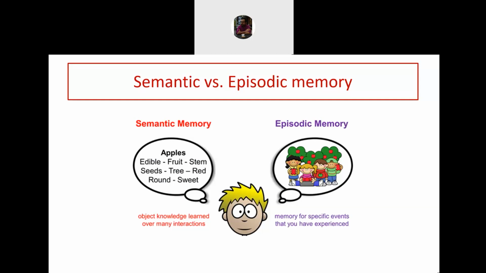You look at something and you start uttering the names. So you look at an apple and say, this is an edible thing. This is a fruit. This is hanging from a stem. It has seeds inside it. It grows on a tree. It is red in color. It is almost round in shape. It is sweet to taste. These are all semantic memories. Crude factual information that can be bulleted about an object or a person.